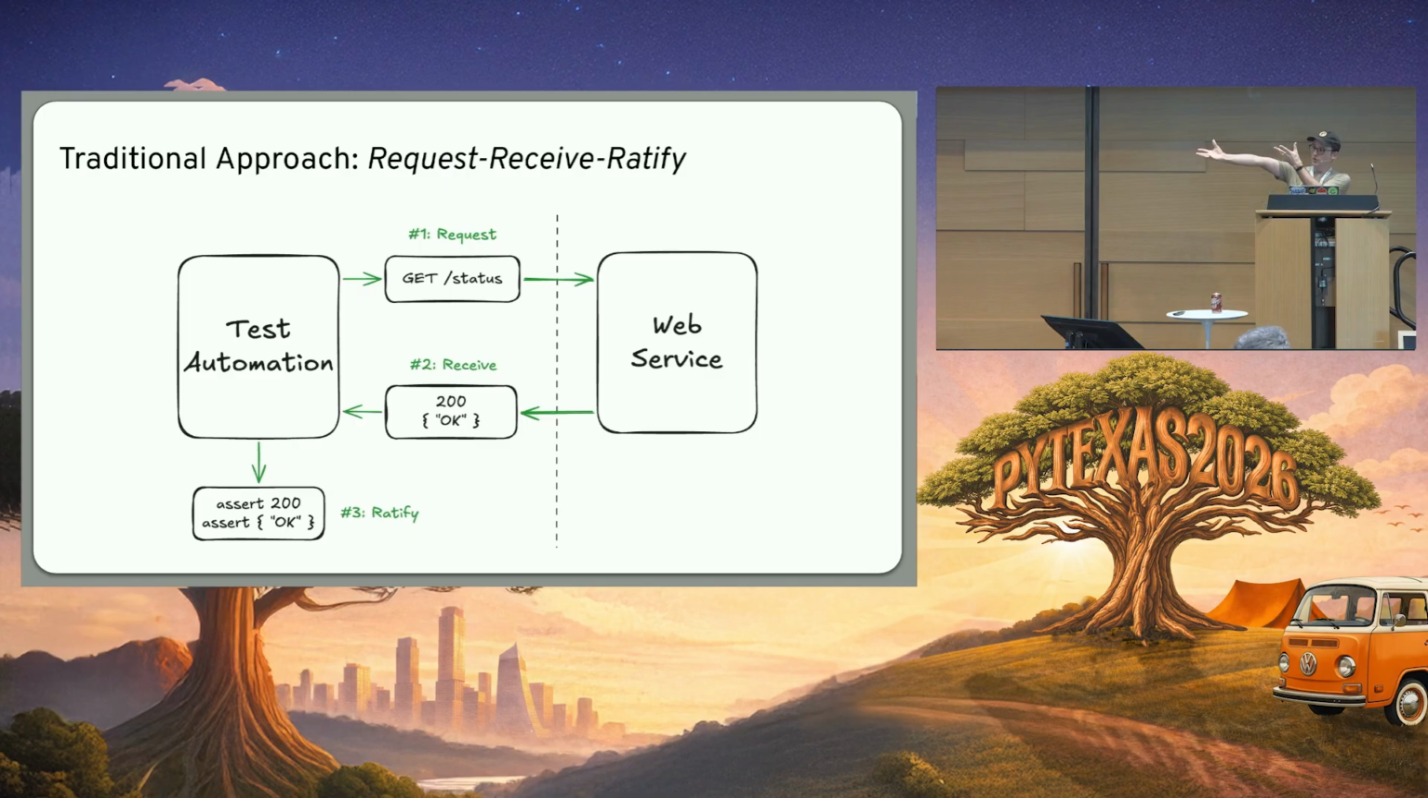Then the test automation receives the response. Let's say it's 200 OK for the status. Once the test automation gets this response, it has to parse through it and perform assertions to ratify that the expected answer was received. Request, receive, ratify. It kind of follows arrange, act, assert, if you've heard that one. This is the nuts and bolts of traditional API testing. You have a live service, you hit it, you see what you get.